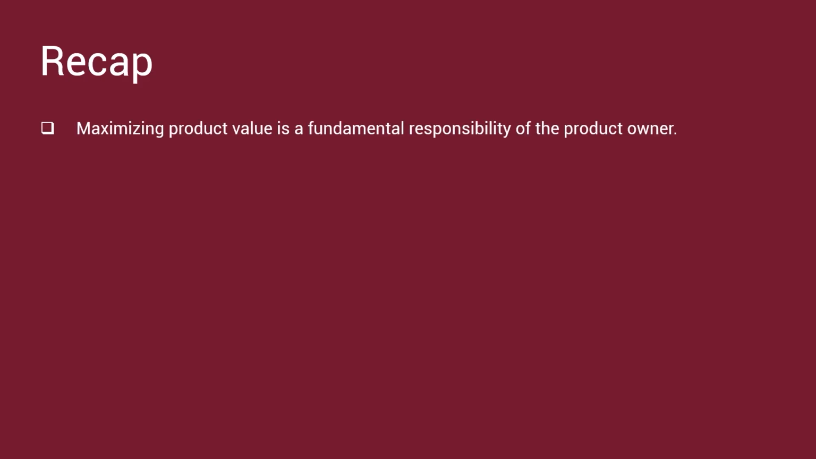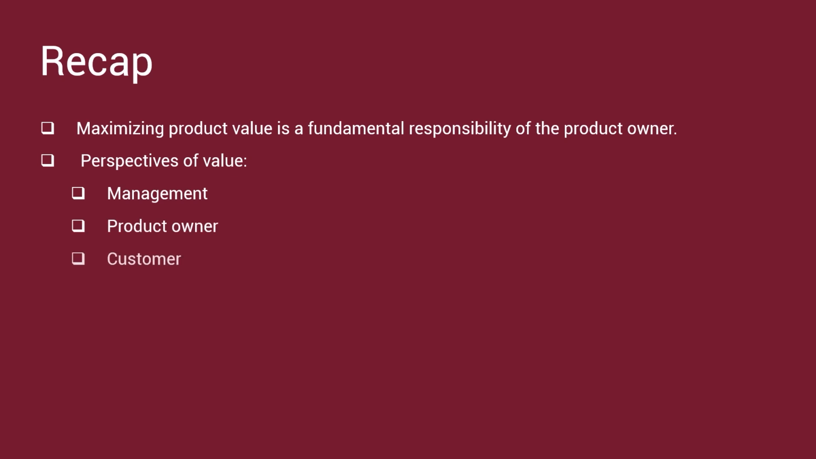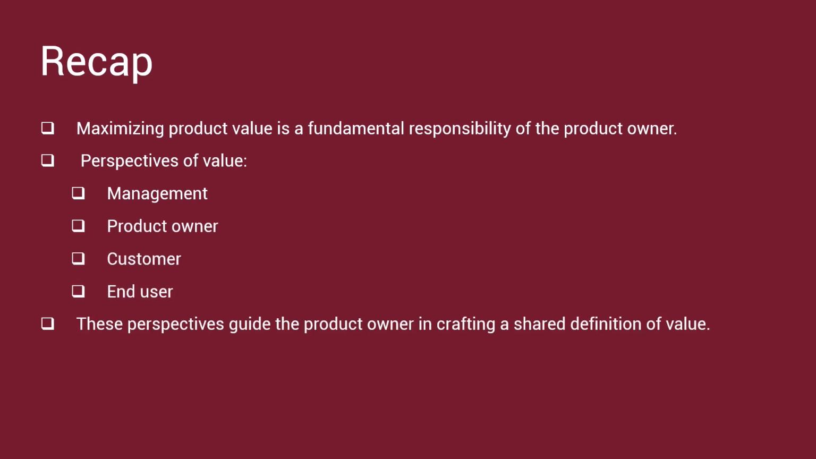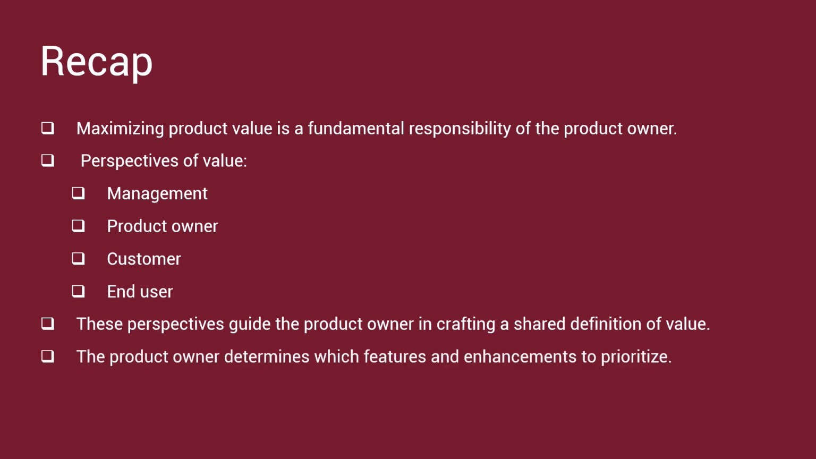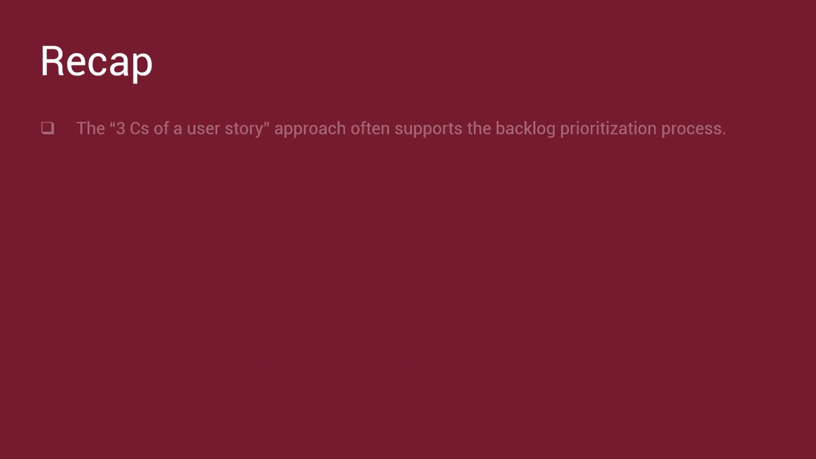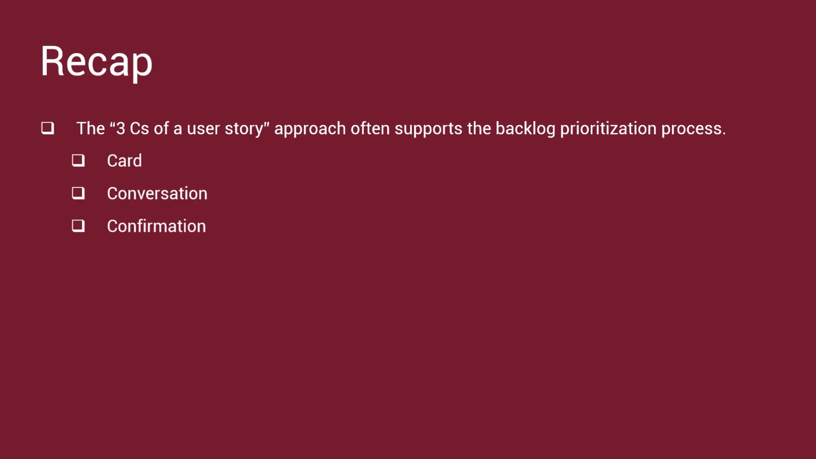In this video, you learned that maximizing product value is a fundamental responsibility of the product owner. Value is perceived from different perspectives: the management, product owner, customer, and end user. These perspectives guide the product owner in crafting a shared definition of value. The product owner determines which features and enhancements to prioritize. The 3 C's of a user story approach often supports the backlog prioritization process. The 3 C's are card, conversation, and confirmation.